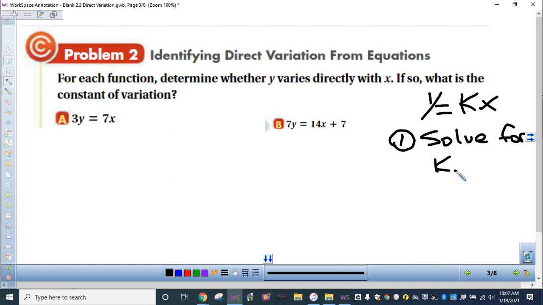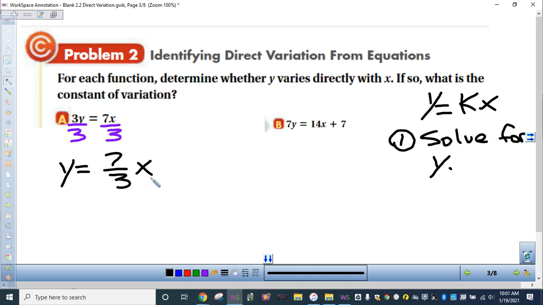So many times Algebra 2 students struggle because they don't know what to do first. Well, solve for k tells you, right? Sorry, I meant to write solve for y. Fix this, please. My bad. I just looked over there in shock and horror. You want to solve for y is what it meant. Get the y by itself. So if I look here, I've got a 3 in front of the y. So all I got to do is divide the 3 out, and I've got the y by itself. So this one looks like y equals 7 thirds x.